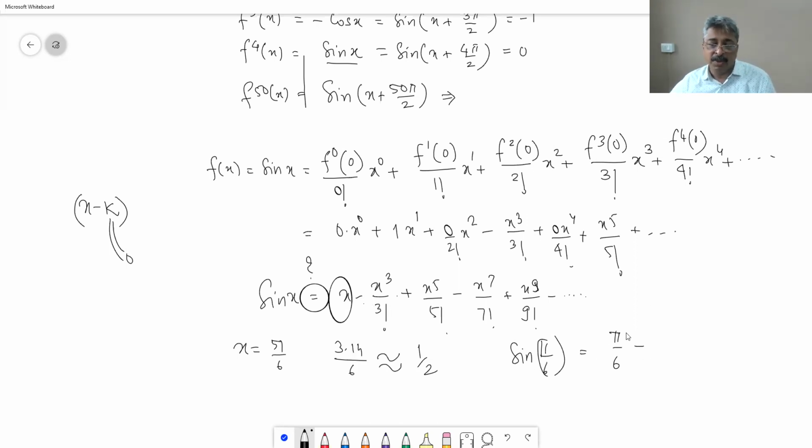The number that we will get by having 2 terms, pi by 6 raised to 3 upon 3 factorial, is going to be smaller than half. Only one term is bigger than half. If we add 2 terms, it will be smaller than half. Then we add again. So it is include, exclude a little bit.